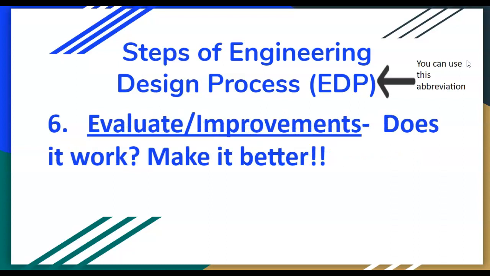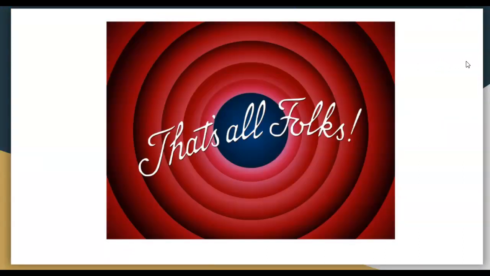The step 6 of the engineering design process is to evaluate and make improvements on your prototype. Does it work? Does it do what you wanted it to do? If it does, what can you do to make it better? If it does not work, what can you do to improve it so that it will work and make it better? Those are the steps of the engineering design process, friends.